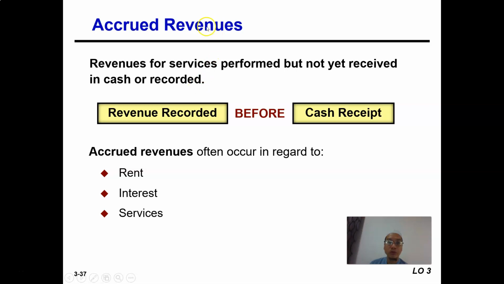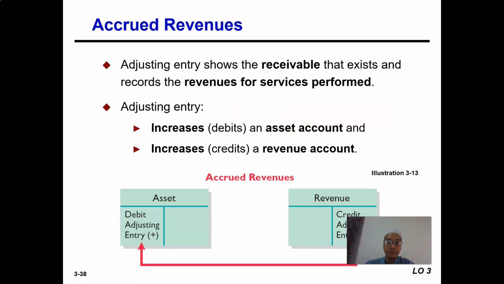We go to the first type of accruals, which is accrued revenues: revenues for services performed but not yet received in cash or recorded. We have rendered the service, or we have sent out our items to our customer, but we have not yet received the payment. So revenue is recorded before cash is received. The adjusting entry shows the receivable that exists and records the revenues for services performed.